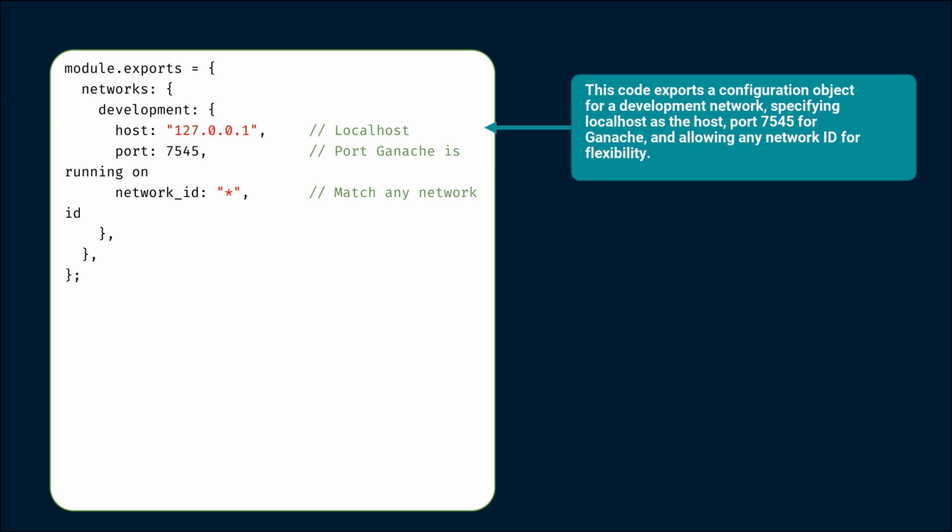Lastly, we set the network ID to an asterisk, which means it will match any network ID, allowing us flexibility in case we make adjustments or deploy to different test networks later. With this configuration, Truffle is now ready to communicate with Ganache, enabling us to deploy and manage our smart contracts effectively in a safe and cost-free environment.